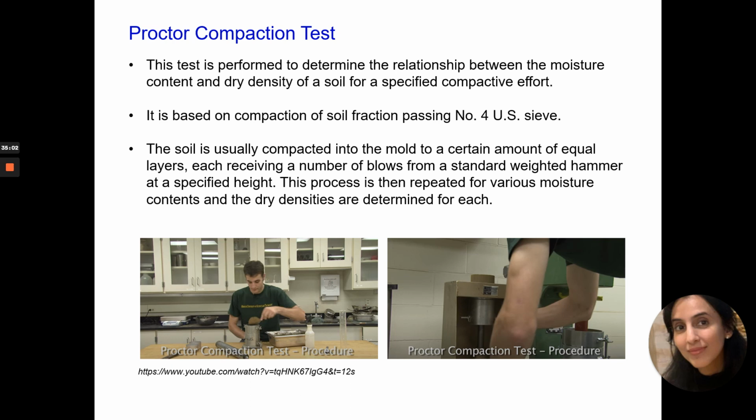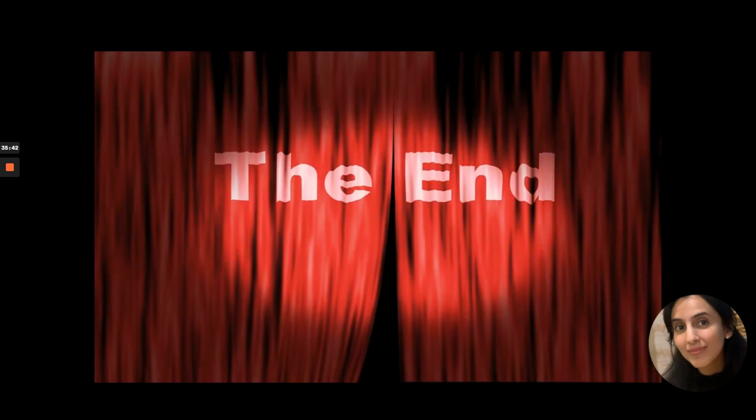So in this video it shows you how to compact the soil and how to actually remove it using the machine vertically. Just now kalau you nampak dia buat yang sampler kan, macam Shelby sampler just now, they push the soil sample horizontally, but this one they push the sample vertically. Basically it's the same technique pun. Okay, this process, kalau dia dah buat, compacted into the mold to a certain amount, and then this process is then repeated for various moisture content, and then they test lah dry densities. Right, that's about it really.